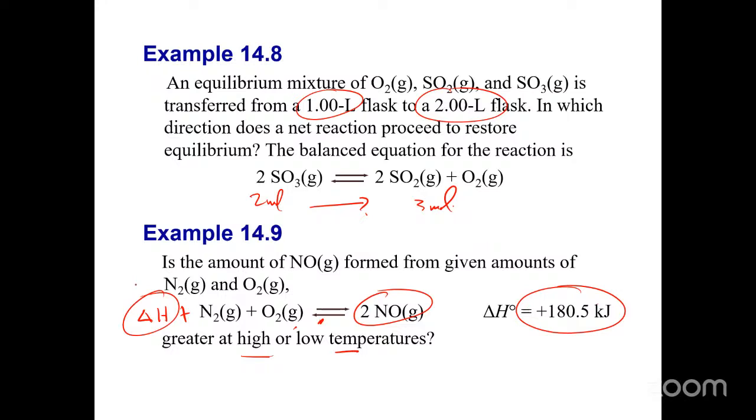It's endothermic because delta H is positive, right? Which means that the heat would be added to this side of the equation. So remember, if you're increasing the temperature, you're adding heat to the system. If you are reducing the temperature, you're removing heat from the system, right? So which one of those two would favor the formation of the product nitrogen monoxide? The high temperature. Exactly.